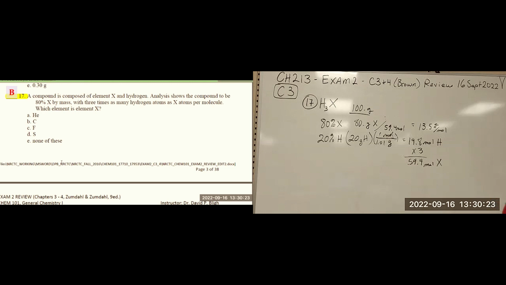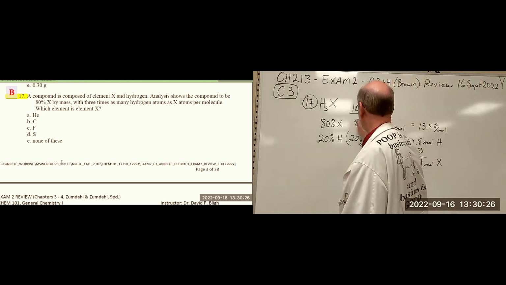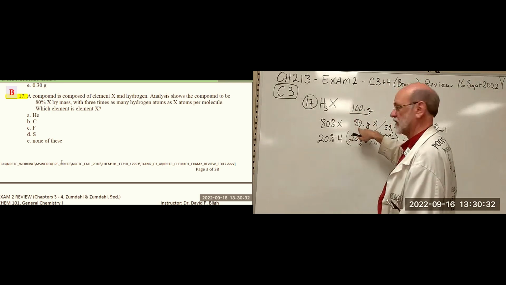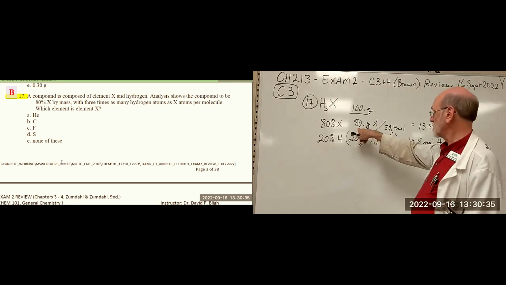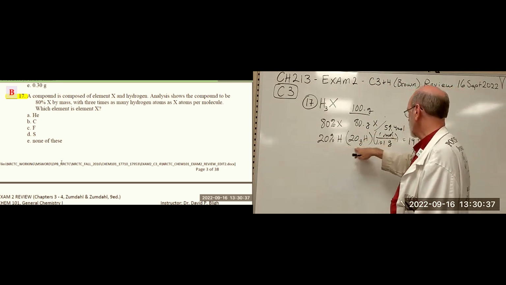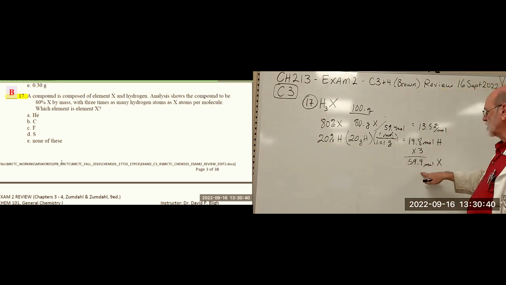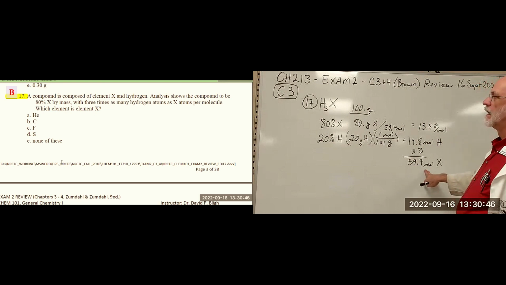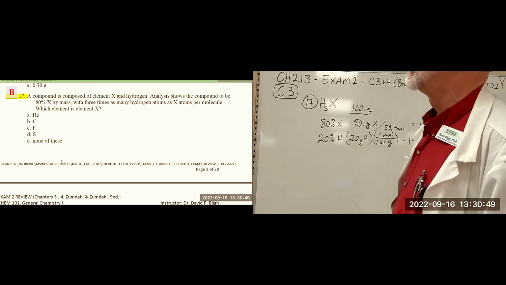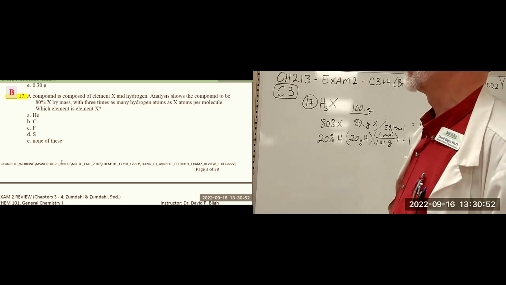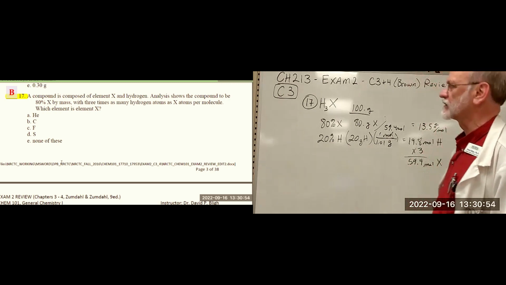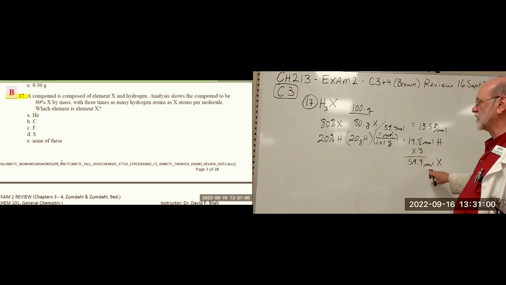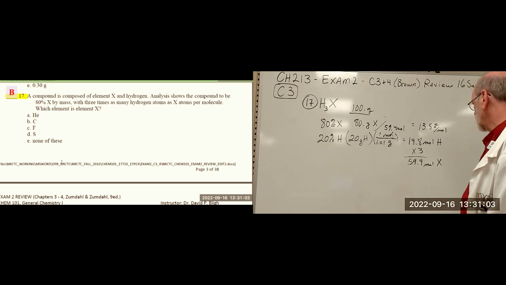I still think I've done something wrong. It's not 100 grams of X, right? It's 80 grams of X. 20 grams of H, 19, 3 times that. It's how many moles of X? Three times as many hydrogen atoms as X. So if this is how many hydrogen atoms you have, 3 times that. Oh, wait a minute.